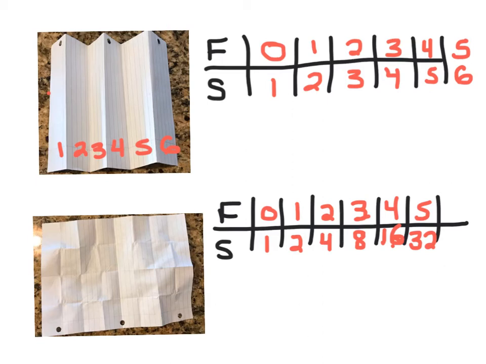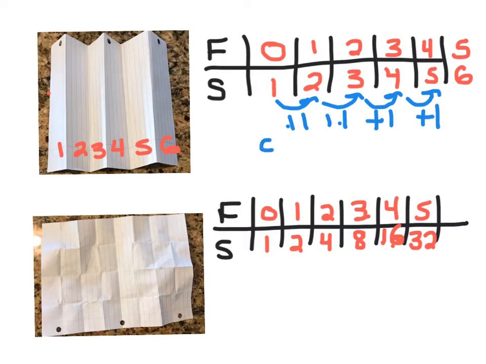So we've seen how these two are the same. As we had our original fold and 1 fold, the number of sections were the same for both the accordion and the folding in half. But let's take a look at how they're different. For each fold, when we take a look at the change in the number of sections, for the accordion style, we see that it has a constant rate of increase of 1 each time. So we say that that has a constant difference.